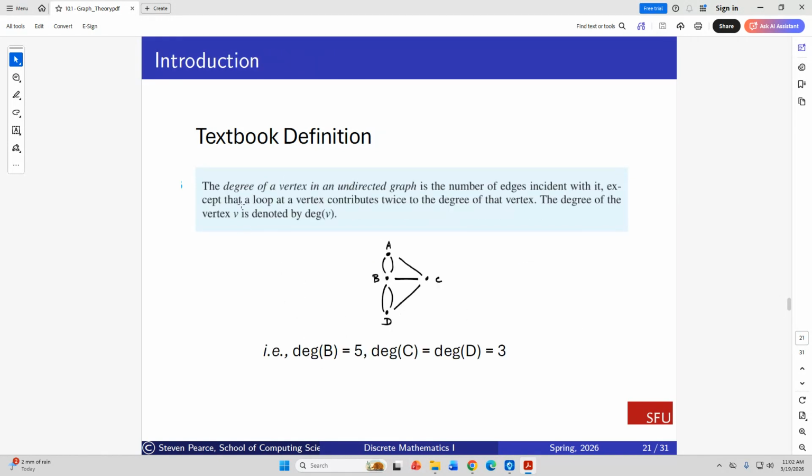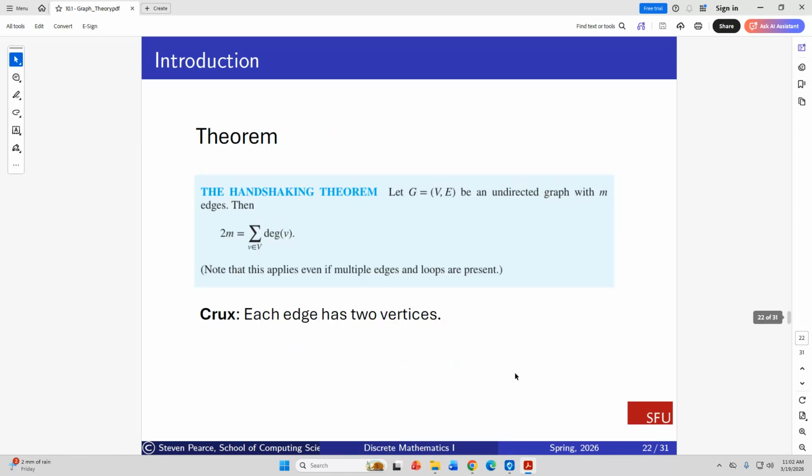So the degree of a vertex in an undirected graph is the number of edges incident with it, except that a loop at a vertex contributes twice to the degree of that vertex. The degree of the vertex v is denoted by deg(v). So this is the notation we already discussed. And so the degree of B is 5, the degree of C equals the degree of D. We've already seen this, I talked about it earlier, but here it's formally defined.